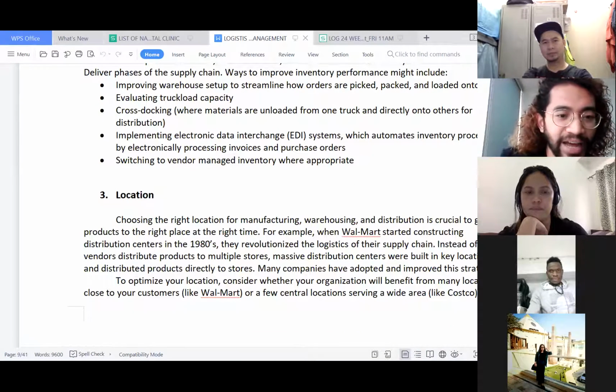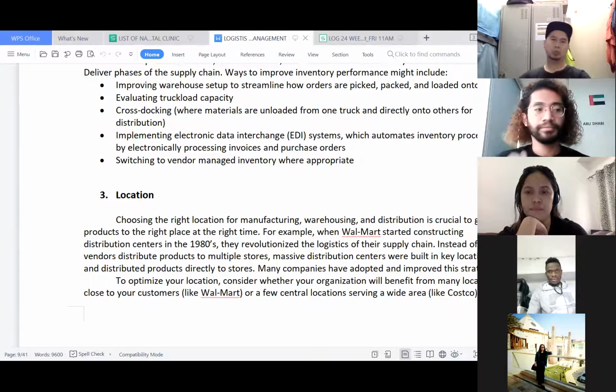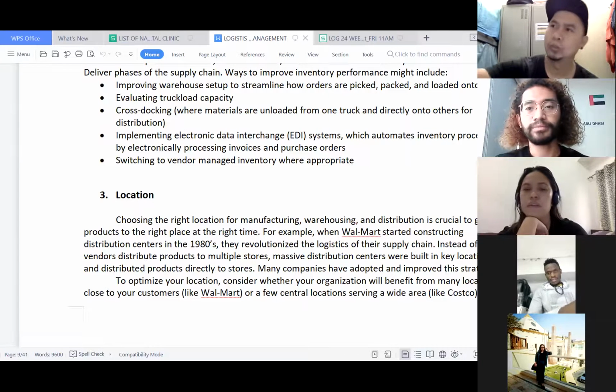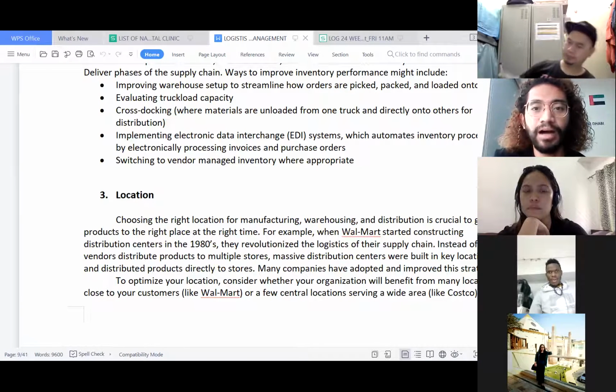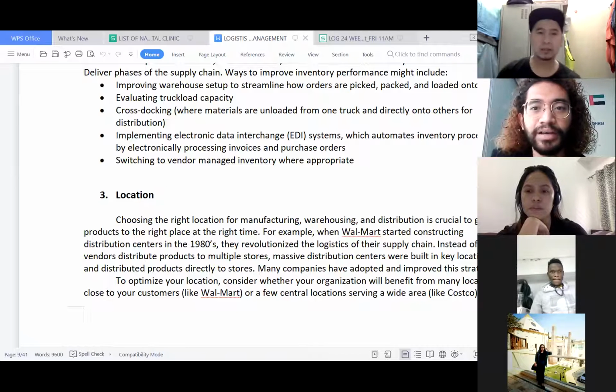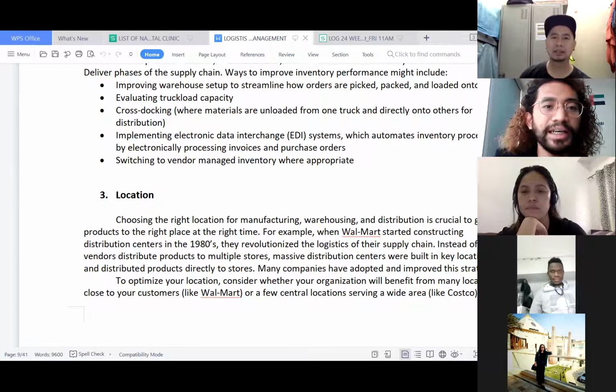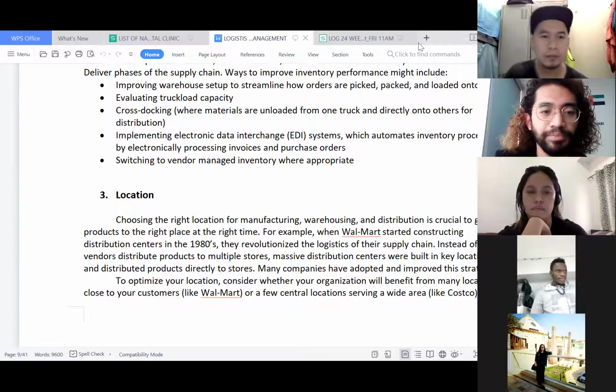Location, read this for me, Faith. Oh, is Faith here? Ah, Faith isn't here. Okay, Rusty, read location for me.